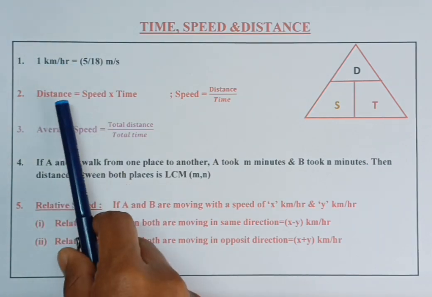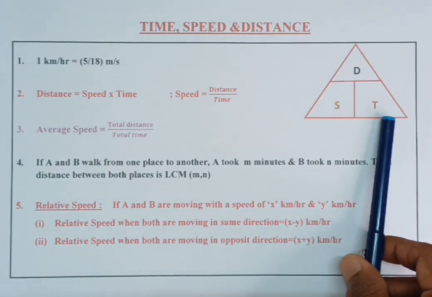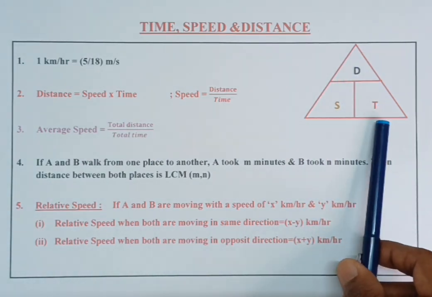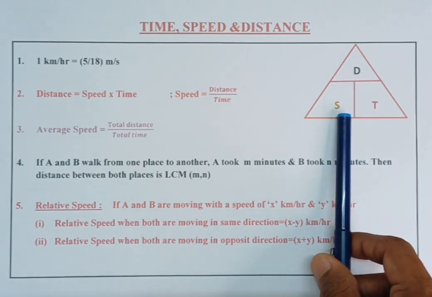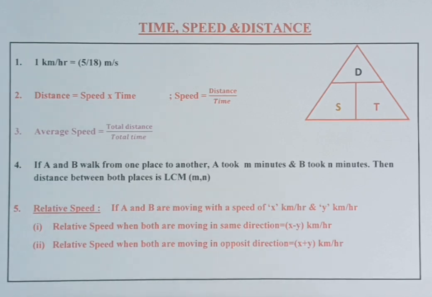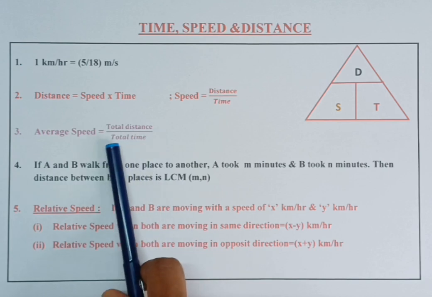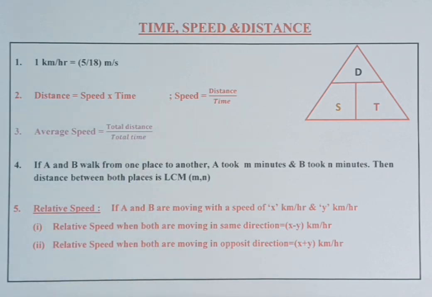The relation between distance, speed and time is depicted by this triangle. Distance equal to speed into time, speed is equal to distance by time and time is equal to distance by speed. Whenever a situation is given where different movements are carried out in different intervals of time, then the average speed is total distance covered by the total time taken.